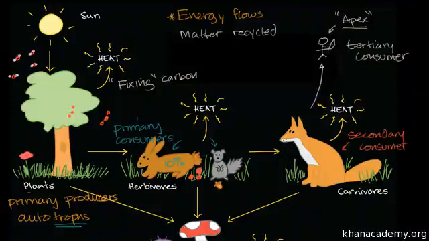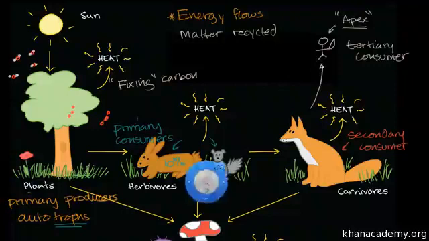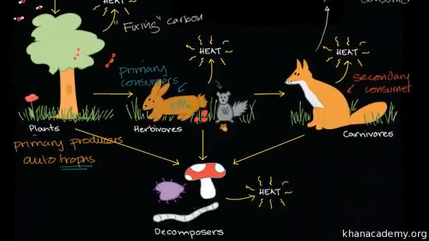But we're not done yet, because at some point, all of these characters, whether we're talking about the trees, the bunnies, the fox, this character who likes to eat foxes, they're going to die, and that energy just doesn't disappear. And in general, you're going to see energy is conserved and it flows from one place to another. That energy is then going to be used by these characters right over here, which we call decomposers.